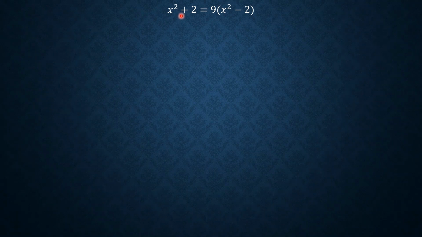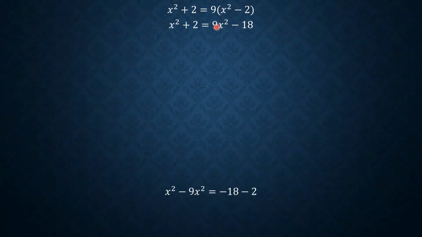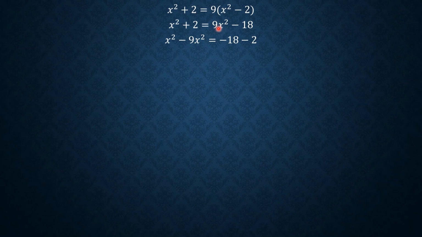Now by cross multiplication, we have x square plus 2 equal to 9 into x square minus 2, and after opening the bracket on the right side, we have 9x square minus 18, 9 2s are 18. Now transposing 9x square to the left, we will get x square minus 9x square, and plus 2 to the right side, we have minus 18 minus 2. Now x square minus 9x square will equal to minus 8. 1 minus 9 will equal to minus 8x square, and minus 18 minus 2 equals minus 20.